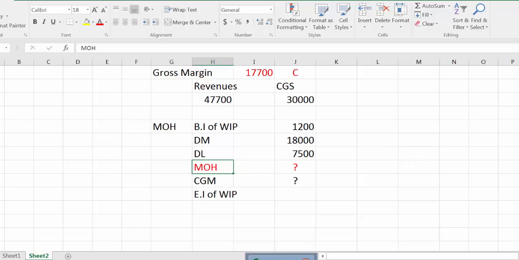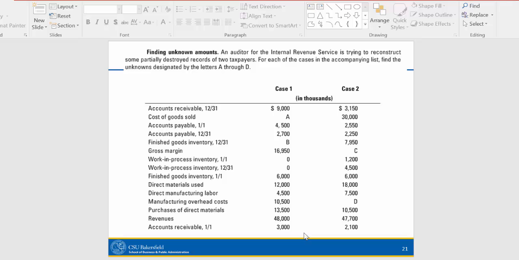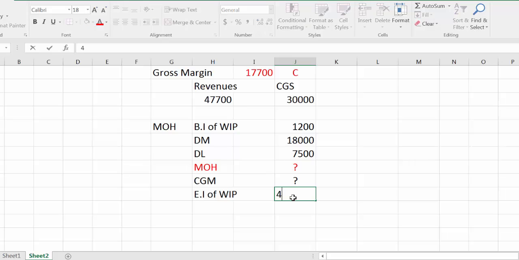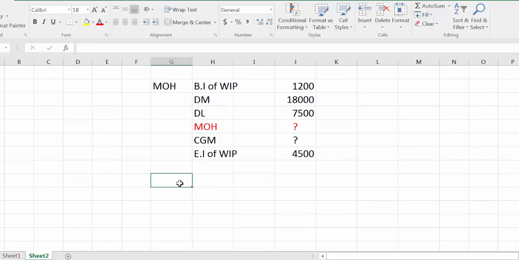Okay. Do we have any inventory of WIP? Let me go back. Yes, we do, and the ending inventory on December 31st is 4,500. So I'm going to put the 4,500. Now the question becomes, you have two values missing, and you eventually want to determine manufacturing overhead costs, but you get stuck here because you don't know the cost of CGM. Because of that, I'm going to look at the CGM.